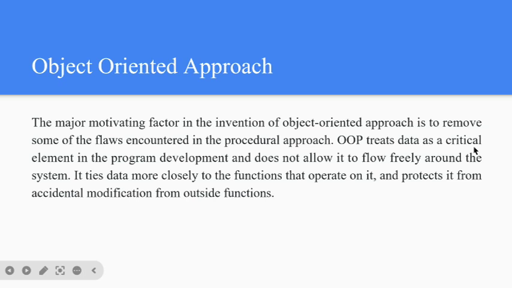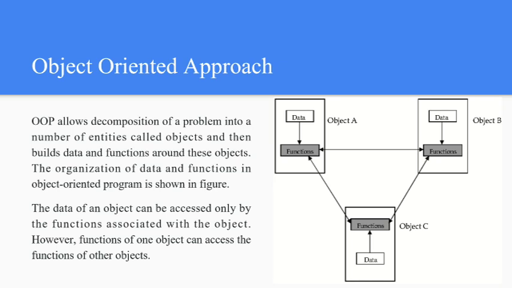Object-oriented programming treats data as a critical element in program development and does not allow it to flow freely around the system. It ties data more closely to the functions that operate on it and protects it from accidental modifications from outside functions. So basically the data is not as global, which means that not all functions can access it, which helps protect the data from unauthorized access, and basically data is the central focus.